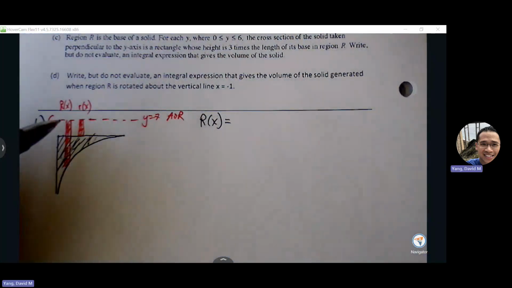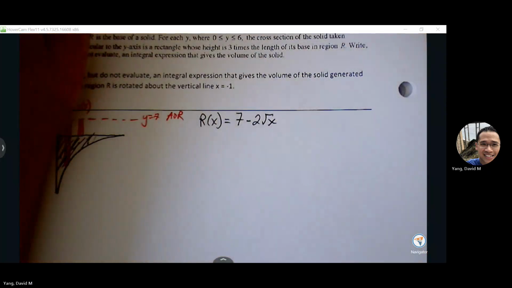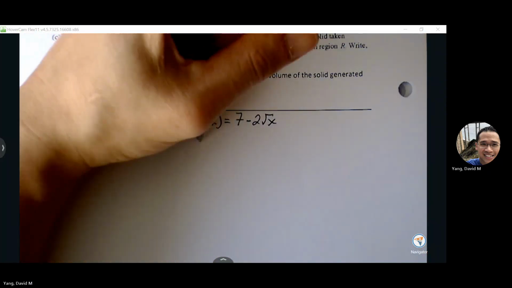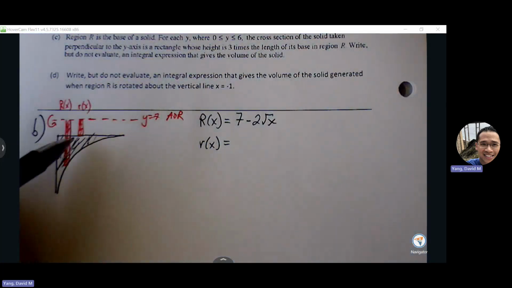Okay, so big radius is top minus bottom. The top is sitting at the 7. The bottom is sitting at the 2 root x. Small radius, top minus bottom. The top is sitting at the 7. The bottom is sitting at the 6.